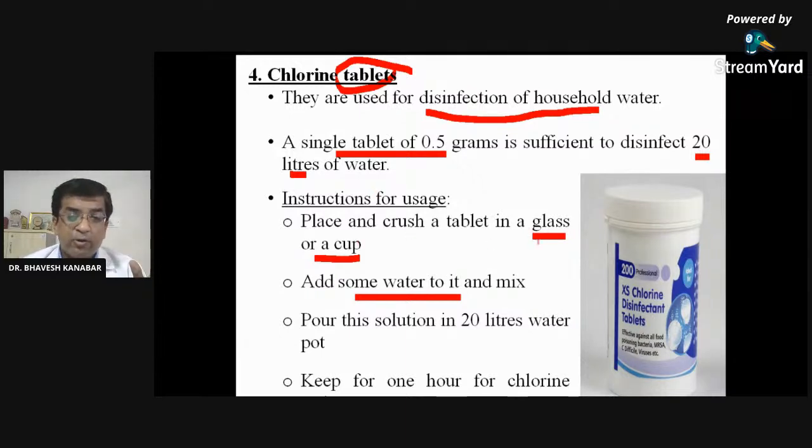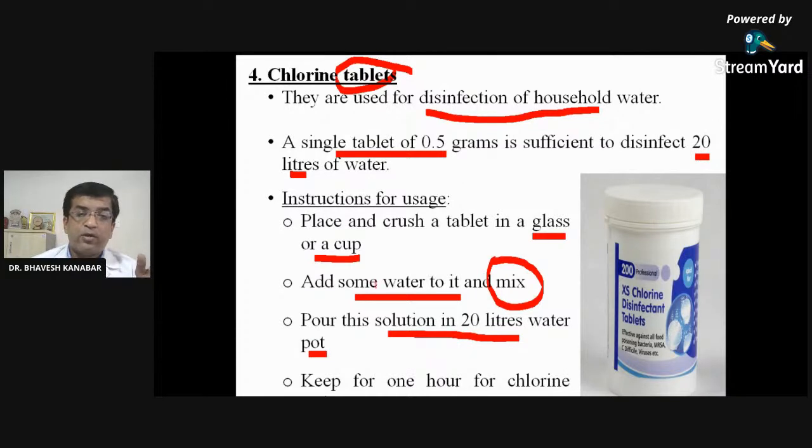So here also, take one tablet, put it into a glass and add some water into it, so that it will be mixed and made into a suspension. And this suspension or solution is to be added into the 20 liter water pot. Right. So not directly are we adding the tablet into the water pot. Again, I repeat, take a tablet in a glass, add some water, mix it, and this solution is to be poured into the 20 liter pot.